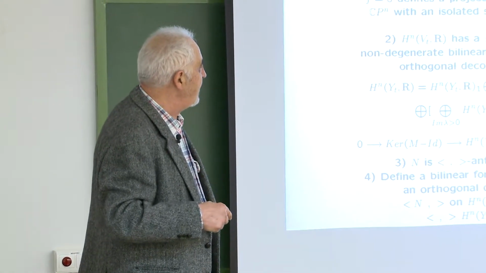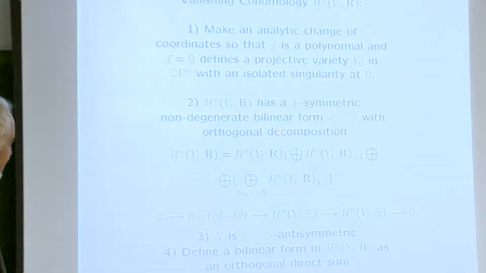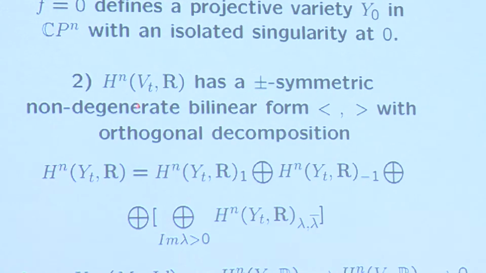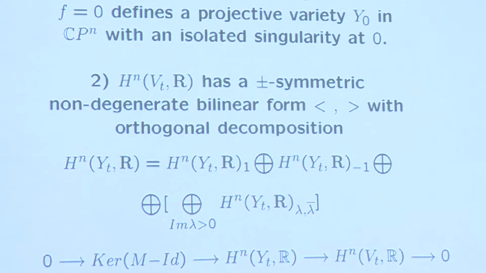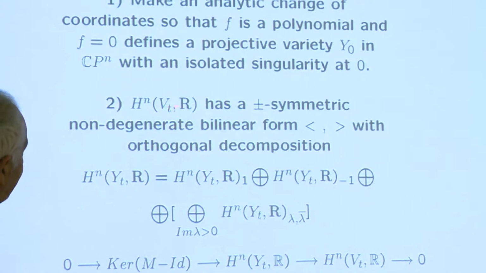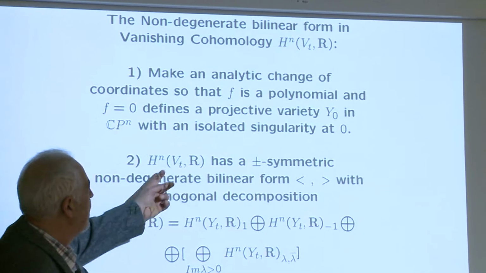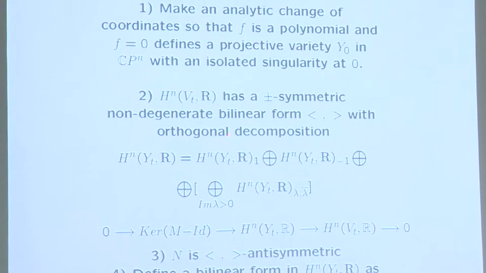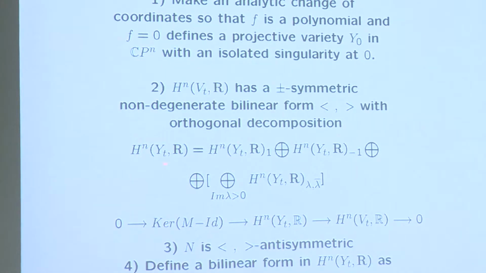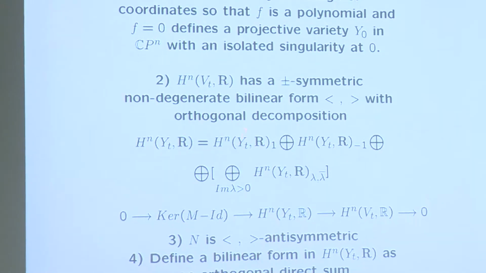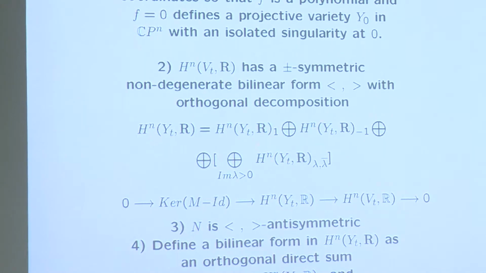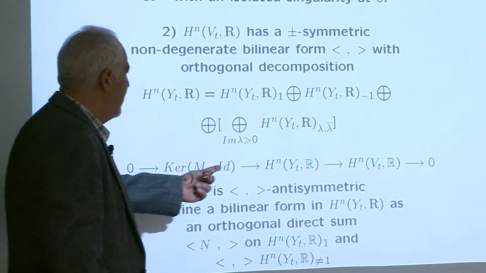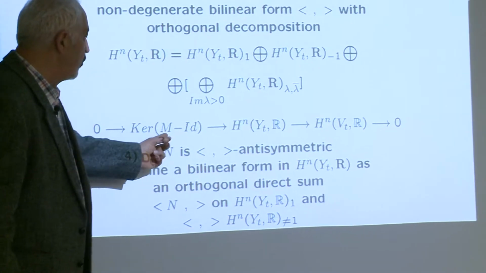So H^n of V_t, I'm sorry, so this Y_t is this projective variety for t different from 0, has a plus or minus symmetric non-degenerate bilinear form with orthogonal decomposition, and so it turns out that the eigenvalues, so this is an orthogonal decomposition. You can do this thing for Y, and so you get this thing, and then this is the cohomology on Y. You have a monodromy on Y.